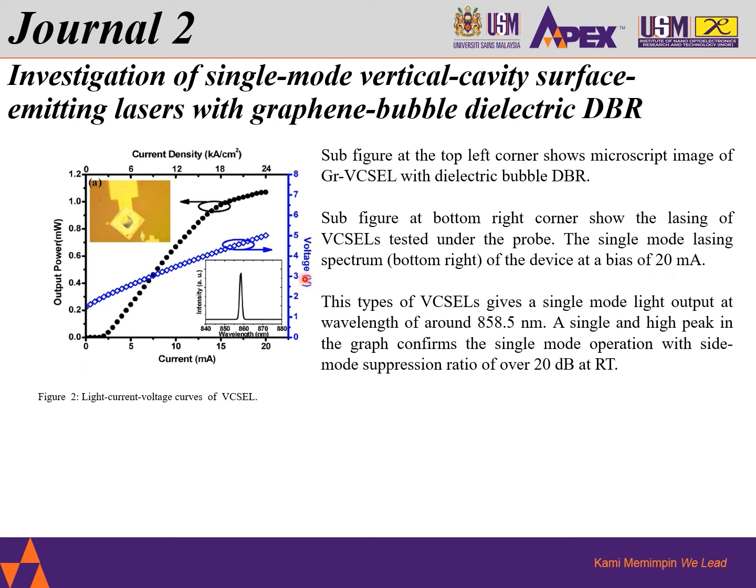This type of VCSEL gives a single mode light output at a wavelength around 858.5 nanometer. We can see a single and high peak in the graph. This confirms the single mode operation, and the side mode suppression ratio is over 20 dB at room temperature.